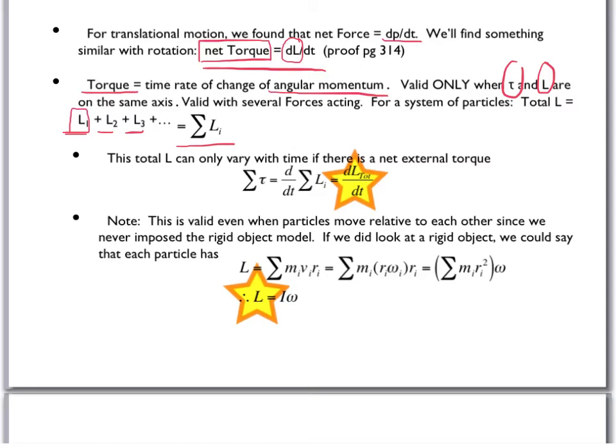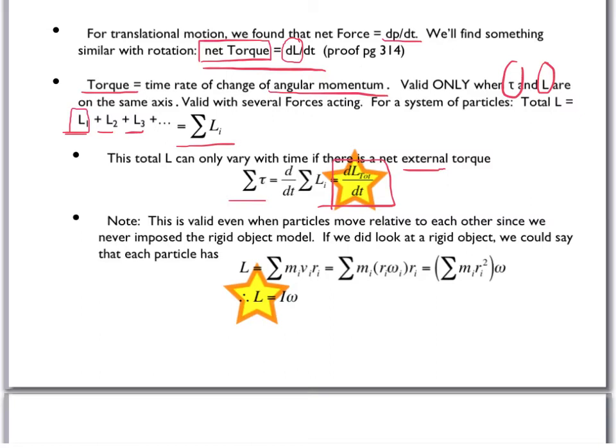Now this total can vary with time if there is a net torque on the system, a net external torque. So when you sum up all of the torques on your system, that will be equal to the change in the angular momentum with respect to time. Now note that this is valid even when the particles move relative to each other. We never had to impose the rigid object model to come up with these values or these equations.